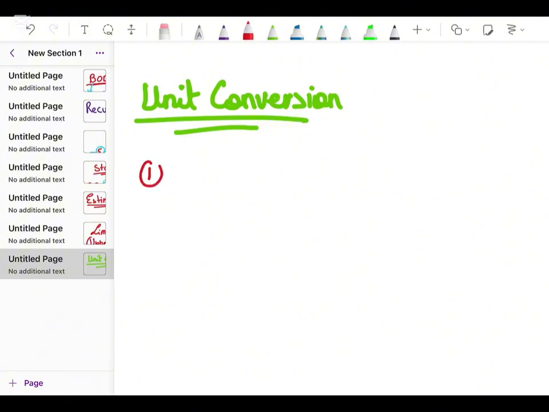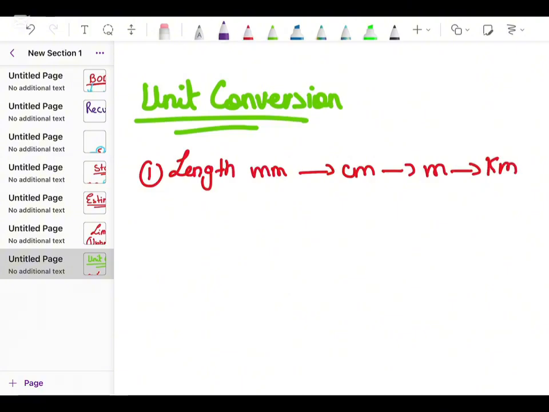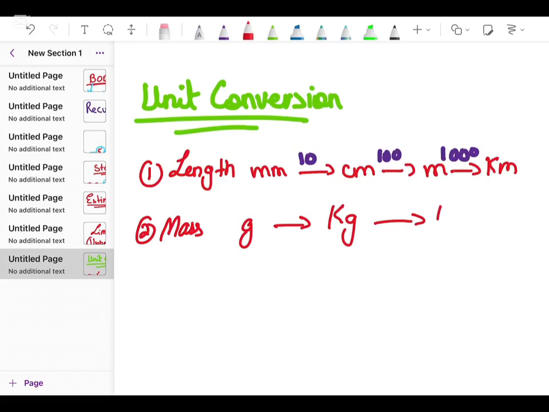Number one, first we have to know the length conversions. For example, millimeter to centimeter to meter, and then we have kilometer. So we have to use 10, this will be 100, and this will be 1000. Next we have mass. In mass, gram to kg and kg to tons. So again we will use 1000 here. How to do conversion I will tell you, don't worry.